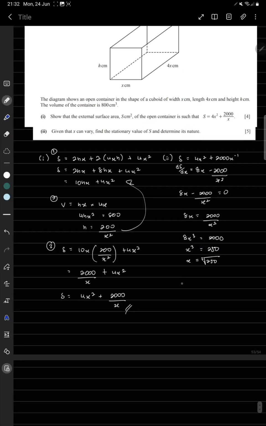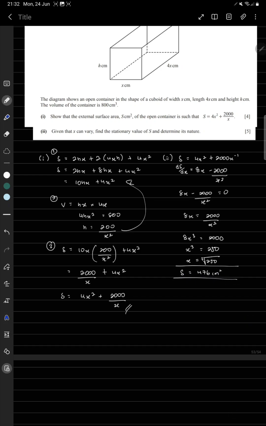Okay, then we substitute the x into the S here, and our answer will be 476, and this is in 3 significant figures. Centimeter square surface area.